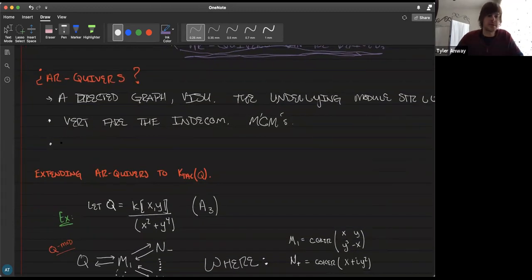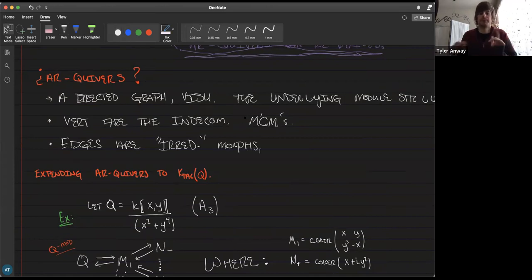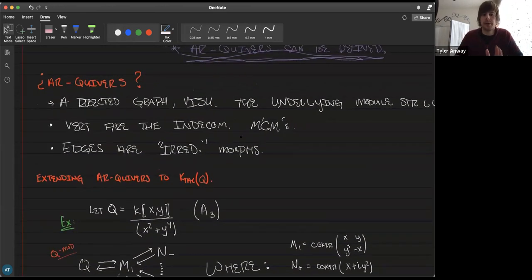And the edges are what we call irreducible morphisms between the two maximal Cohen-Macaulay modules. It's not super important what irreducible means in this case, but I have showed that irreducible morphisms over maximal Cohen-Macaulay modules can be lifted to irreducible morphisms in Ktac.